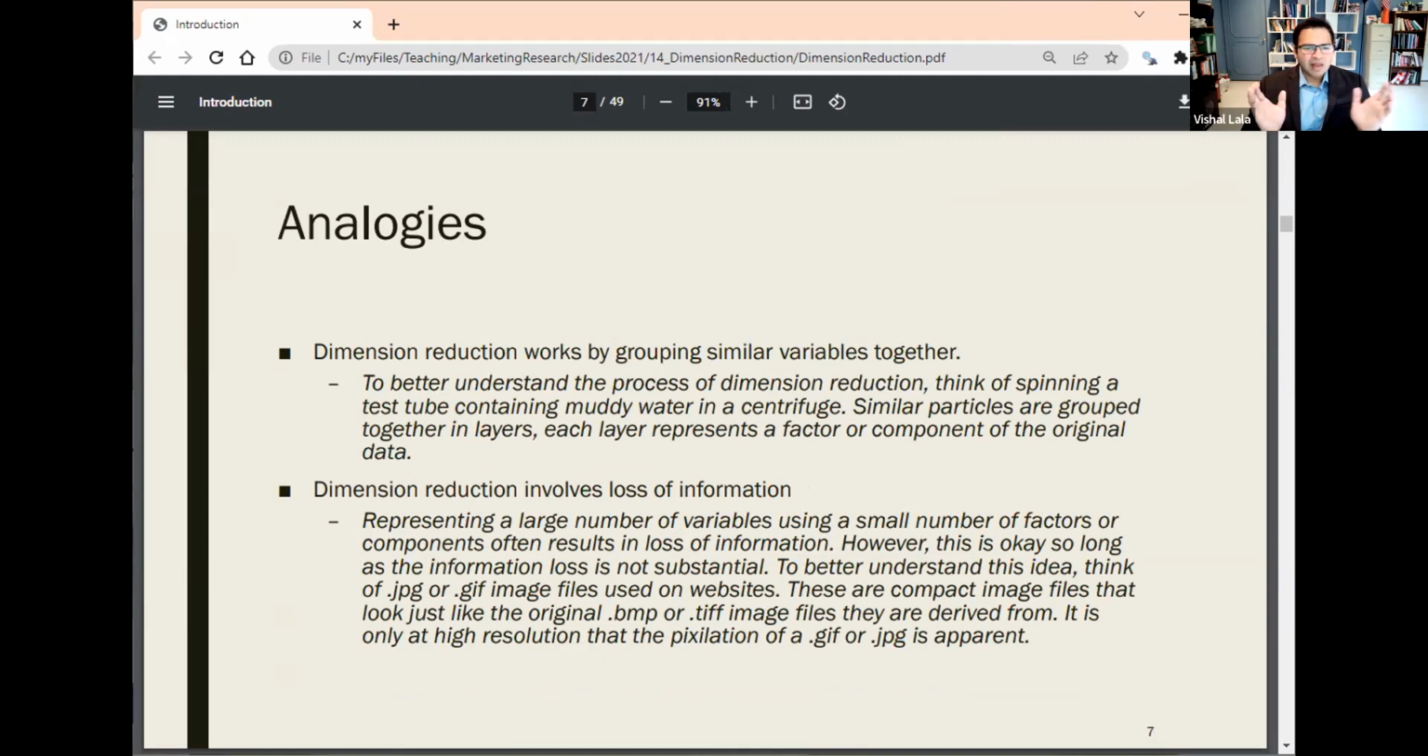Now, getting a little off topic here, I find it helpful to think about two analogies that help understand the concept of dimension reduction. In the world of dimension reduction, there is some sort of grouping we do of variables. The question is, how do we group variables? To understand this process, imagine for a second you find yourself on a tropical island.